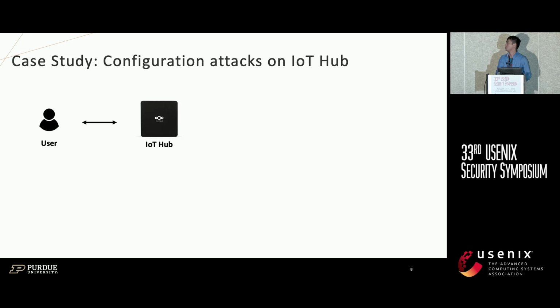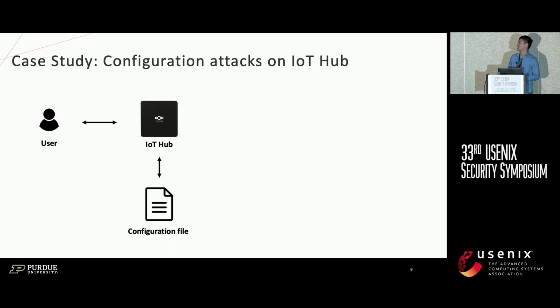Let's look at some real attacks on an IoT hub. So how do we define an IoT hub? For example, you can consider an IoT hub as an open hub running on a Raspberry Pi. It is a central platform that enables multiple different IoT devices to communicate with each other, and it can also enable IoT devices to communicate with external users or other systems.